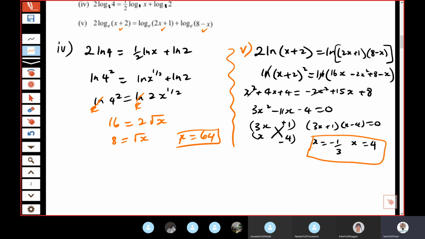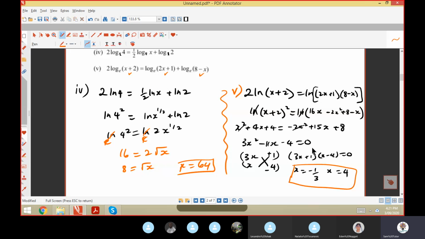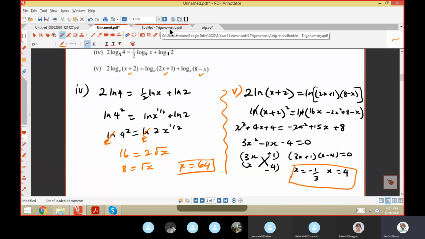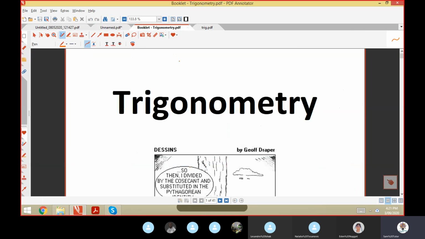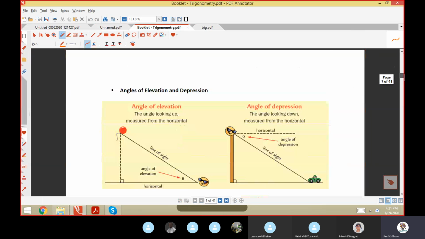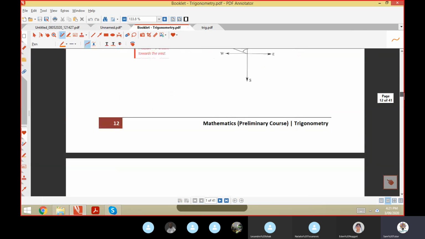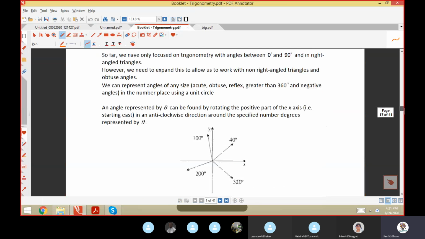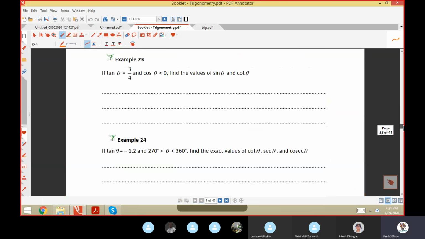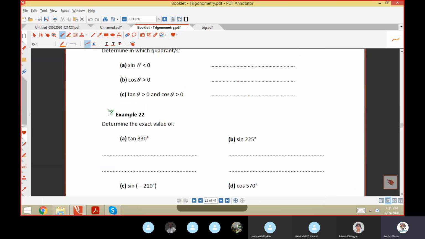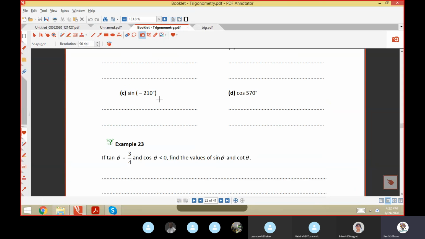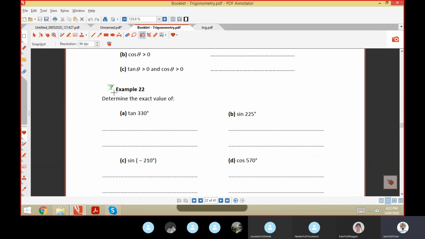Any questions? We're happy with log equations? Yeah. Good work. Let's go to trig. Solving trig. No, sorry, not solving. You said identities. So you're proving. The first one you want to know, I guess your basics.